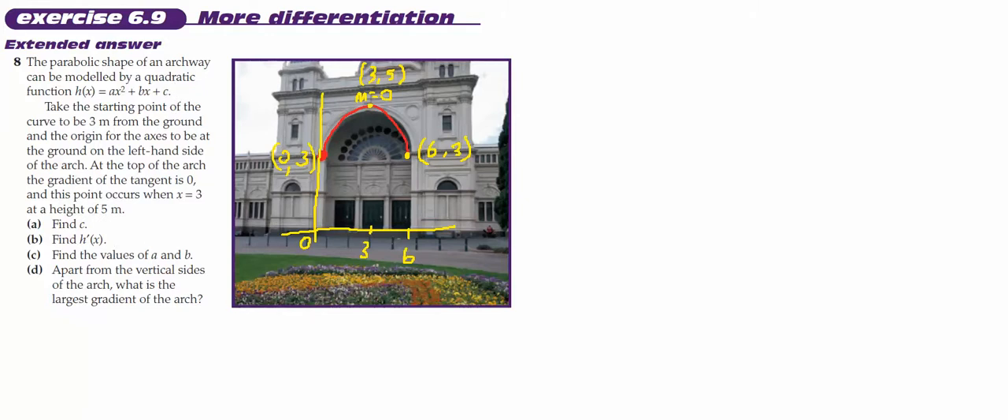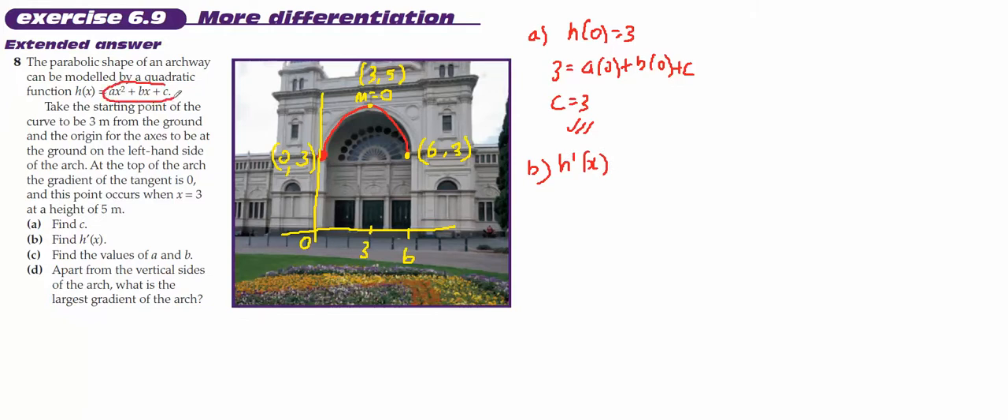So to do part A, I need to find c, then one piece of information I know is that h of 0 equals 3. Therefore, 3 equals a times 0 squared plus b times 0 plus c. c equals 3. Part B. Find the derivative h dash of x. h dash of x will be the derivative of this, which will be 2ax plus b.